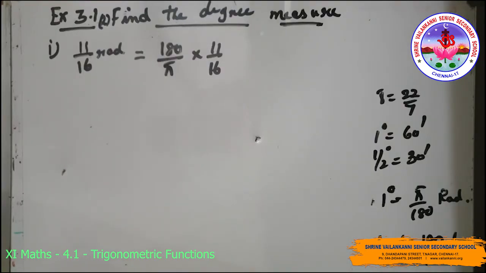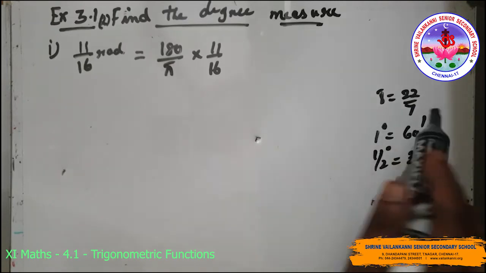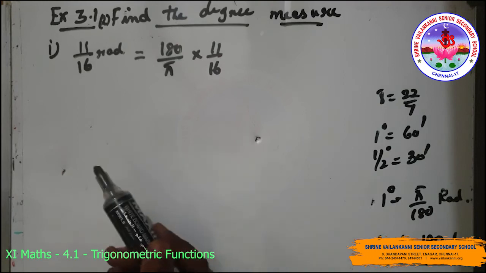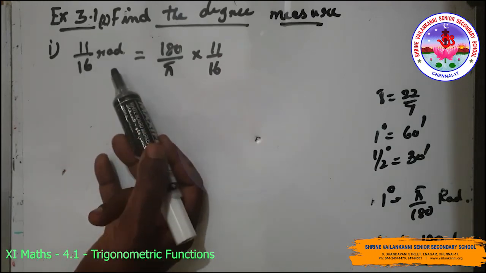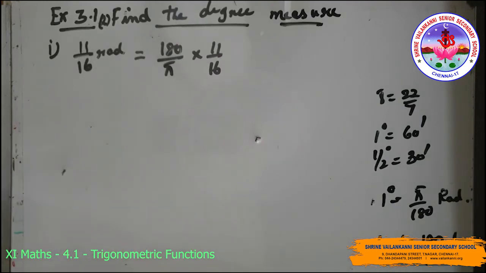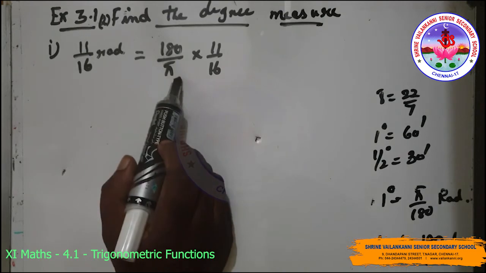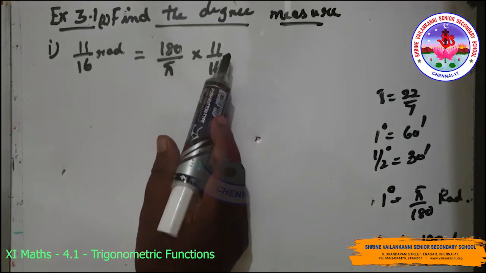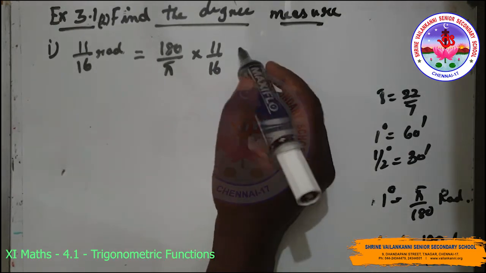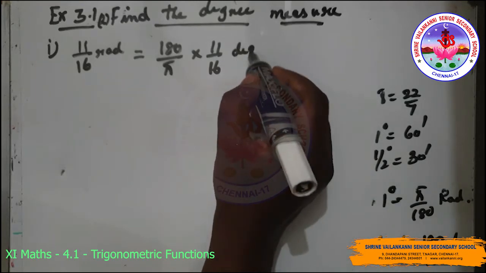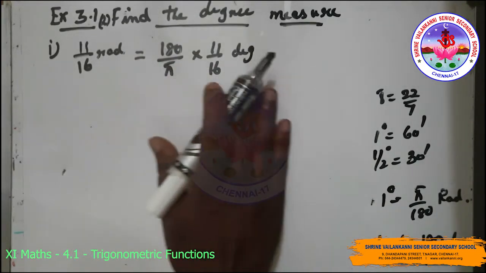Second one, find the degree measures corresponding to the following radian measures. We have to use pi as 22 by 7. So the first question is 11 by 16 radians. We have to convert this into degree measures. So 1 radian is equal to 180 by pi degree measures. So 180 by pi into 11 by 16 degree. Here we are converting the radians into degree.